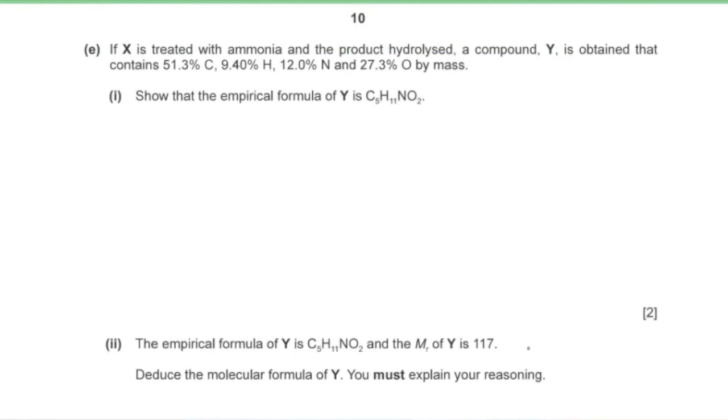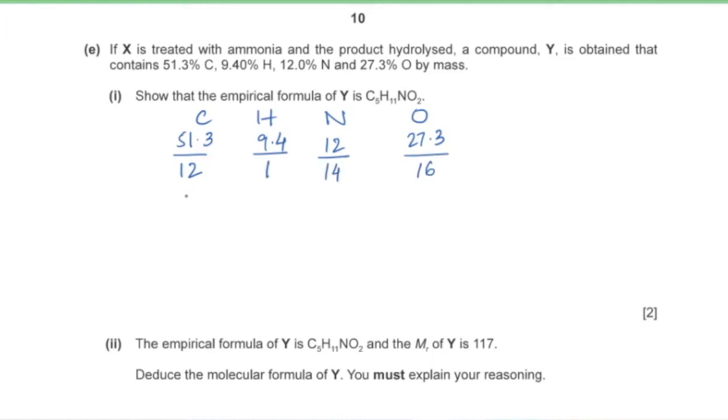Part E, if X is treated with ammonia and the product hydrolyzed, a compound Y is obtained that contains 51.3% of carbon, 9.4% of hydrogen, 12% of nitrogen, and 27.3% of oxygen by mass. Show that the empirical formula of Y is C5H11NO2. So carbon is 51.3% by mass, hydrogen is 9.4%, nitrogen is 12%, and oxygen is 27.3%. Now we need to divide all these by their respective relative atomic masses. C has a relative atomic mass of 12, 1 for hydrogen, 14 for nitrogen, and 16 for oxygen. Now you divide them and get the number of moles.